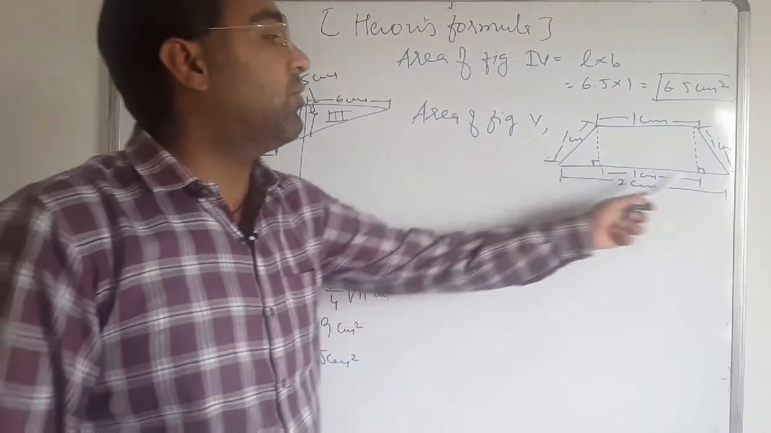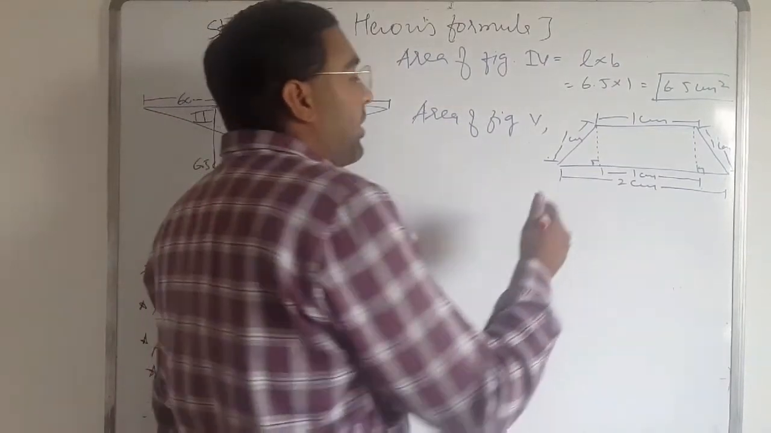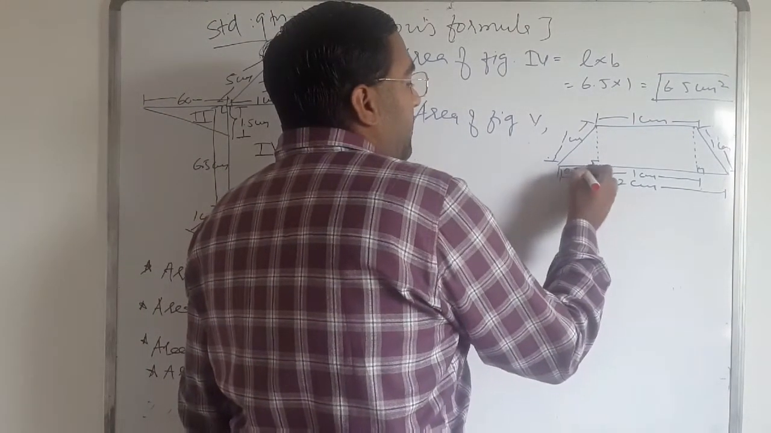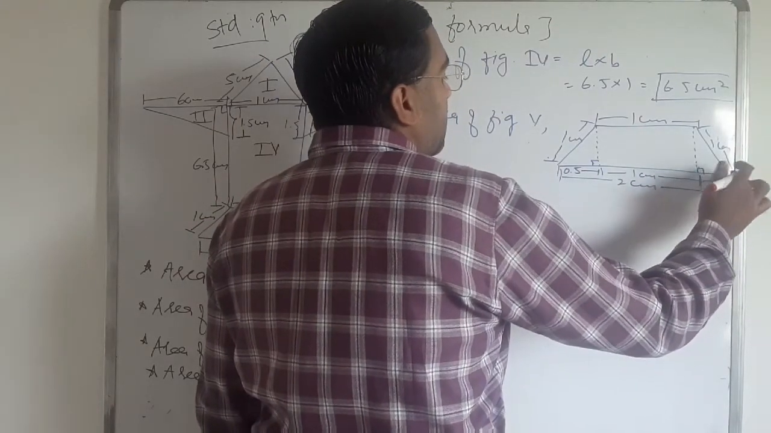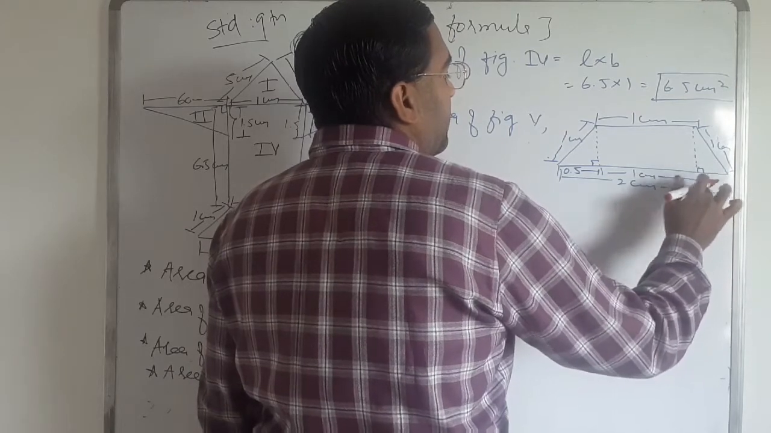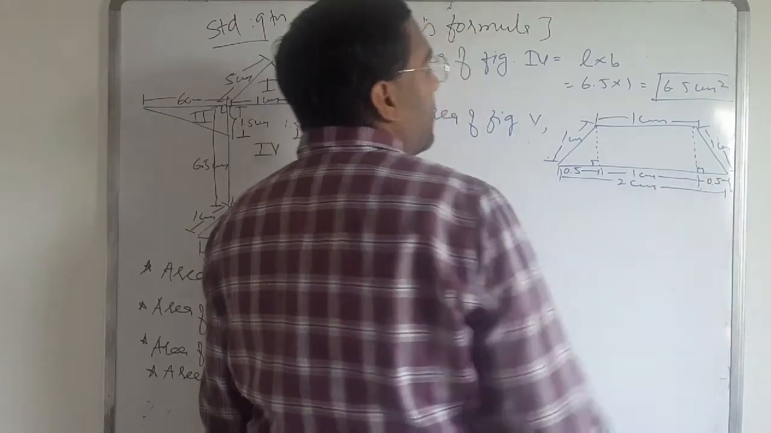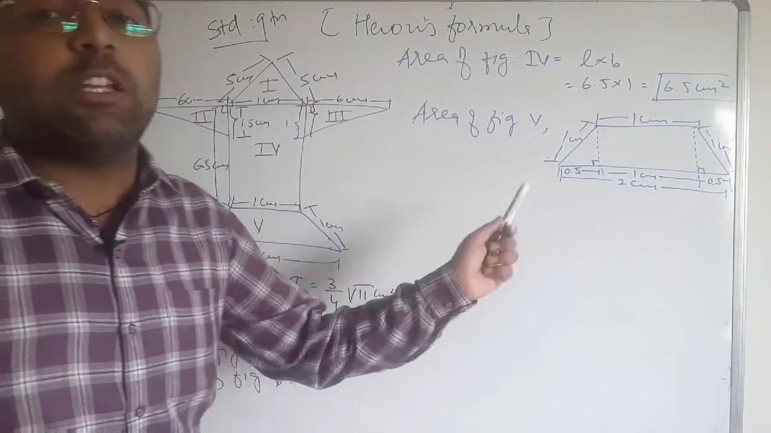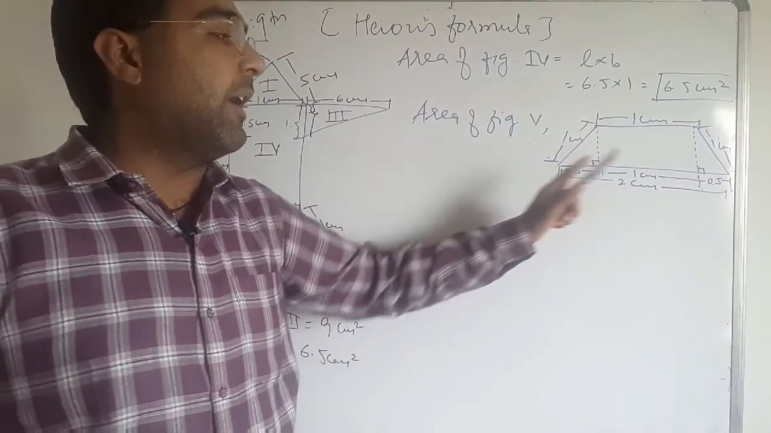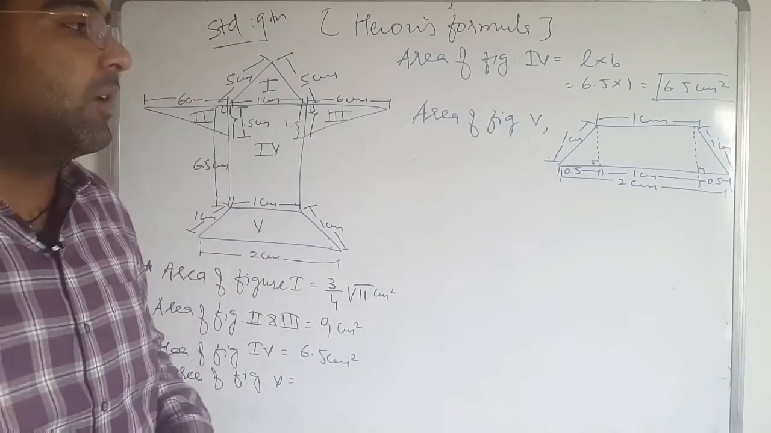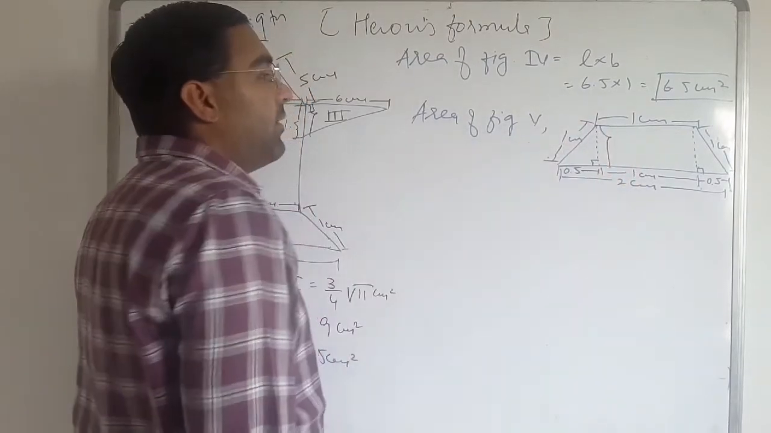Now for the triangular portions, how much base is required? We have to split it as 0.5 and 0.5, because the whole is 2 centimeter. So 0.5 plus 0.5 is 1, and 1 plus 1 is 2. Now here is my right angle triangle. For that we have to find the height of the trapezium.